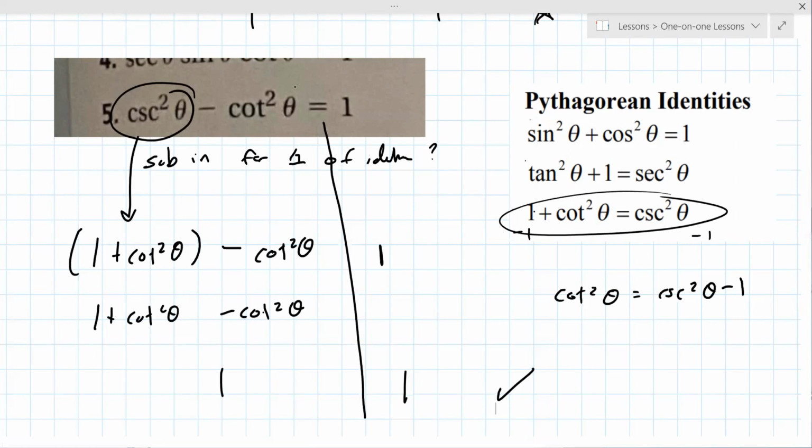It works just as well if you were to substitute for cotangent squared theta. You just have to remember to distribute the negative to both of these on the right. Got it. All right, so keeping on here, number 6.